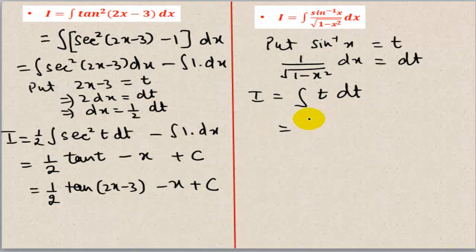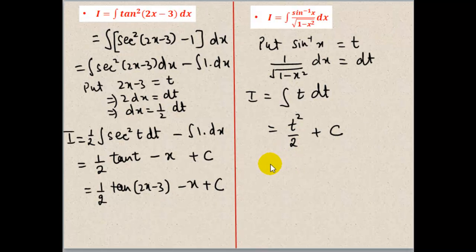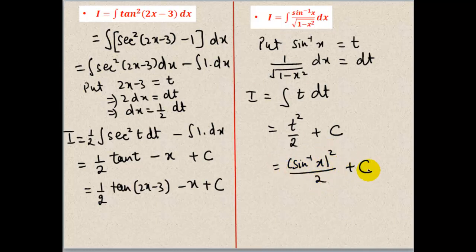We need to integrate t. The exponent of t here is 1. So the integral will be t square by 2 plus constant of integration. And the integral is square of sine inverse x divided by 2 plus constant of integration.